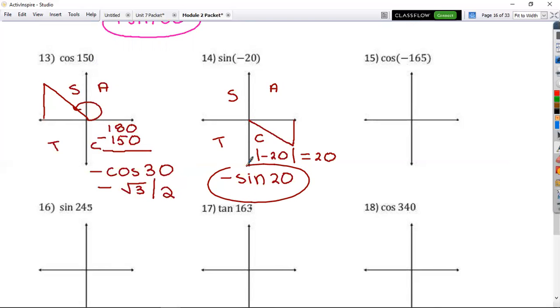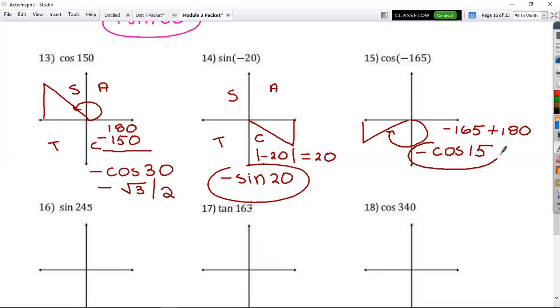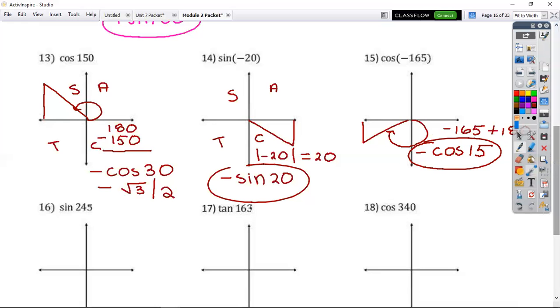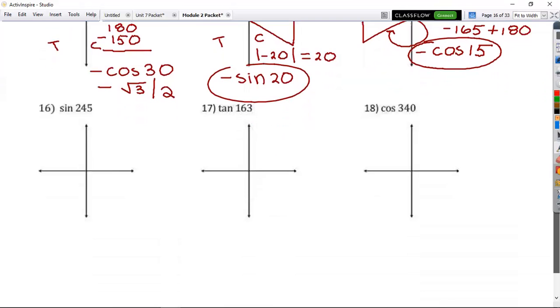All right, cosine negative 165. That means I go this way. Not quite 180, obviously. And then to make this positive, I do negative 165 plus 180. So just flip-flopping your rule. So this is cosine of 15 degrees. And cosine there is negative. All right. Questions so far?